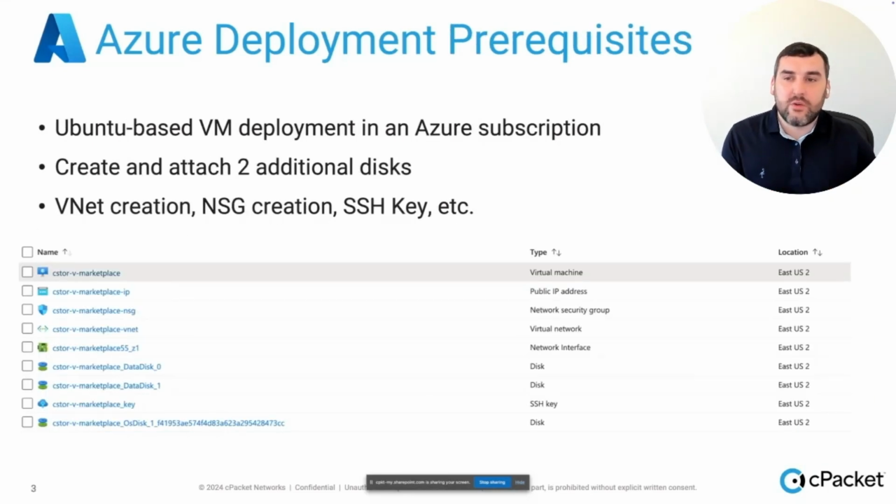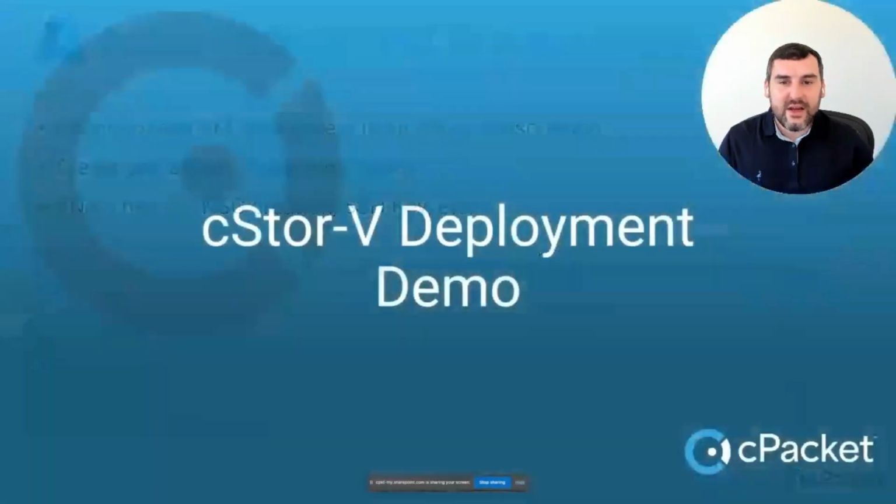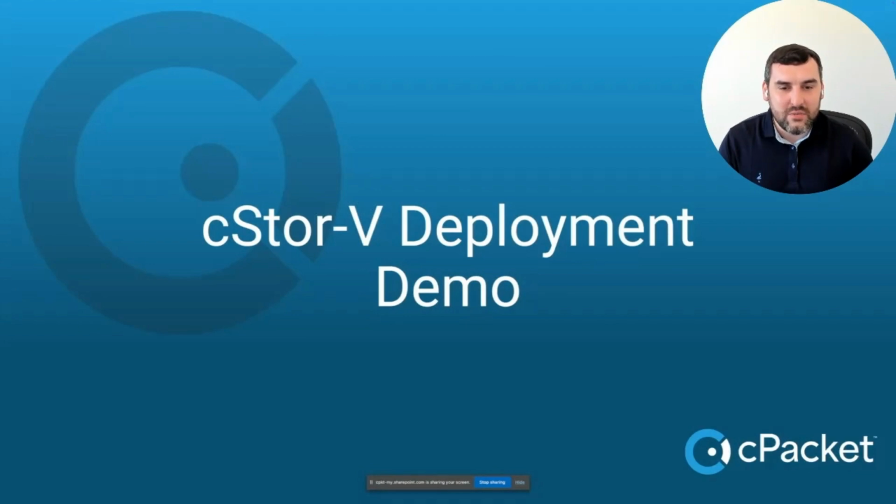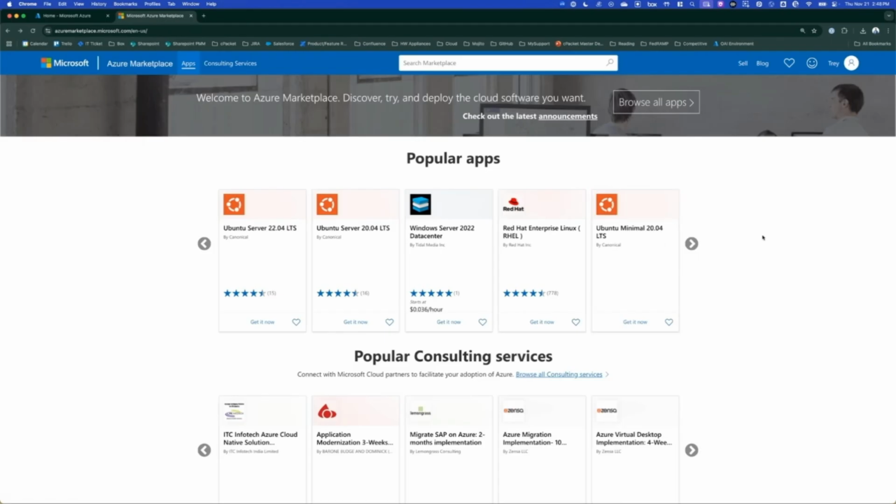As far as prerequisites or what we'll be standing up as part of this deployment, it will include our cStor-V, which is an Ubuntu-based VM being deployed in an Azure subscription. We'll also be creating and attaching 2 additional data disks for capture and storage purposes. And then as part of the standard demo, we'll just go ahead and create a new VNet, a new NSG or network security group, an SSH key, and et cetera, some other ancillary components. You can see in the screenshot provided there, that's essentially the bulk of what we'll be standing up as part of the deployment today. And so with that being said, let's go ahead and jump into the actual cStor-V deployment demo. So let's get started on the demo.